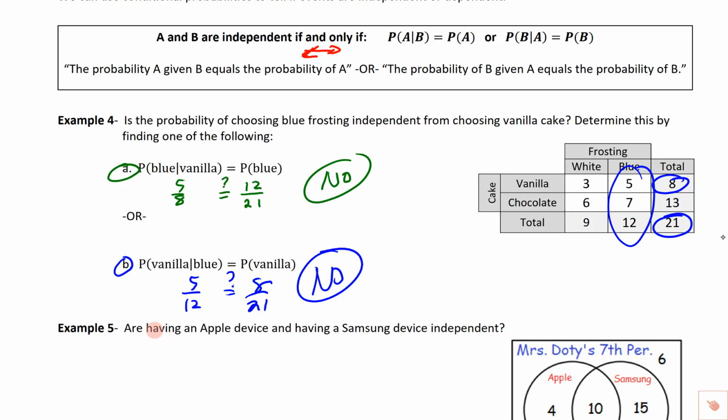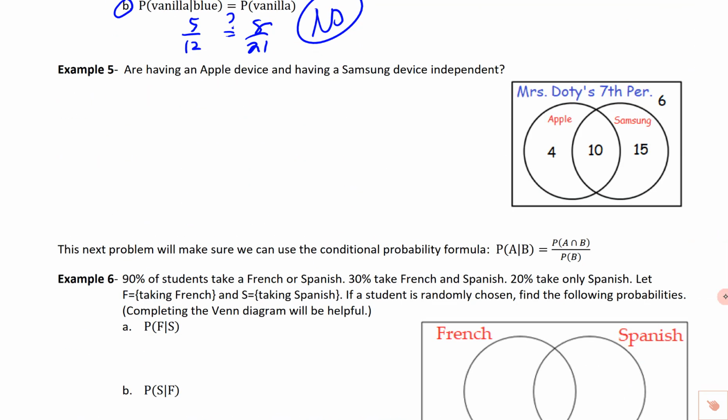Okay. Let's take a look at these couple of problems here to finish this off. Are having an Apple device and having a Samsung device independent of each other? You can check it either way. So the probability of an Apple given a Samsung would have to be equal to the probability of Apple, okay? So you can check that one.